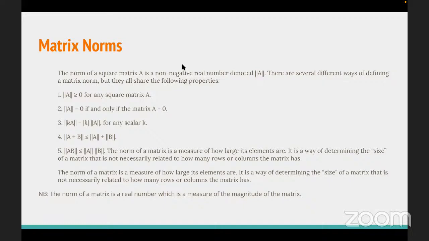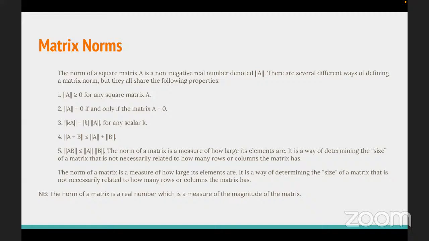Okay, so matrix norm: what's the norm of a square matrix? It is a non-negative real number, denoted by this symbol here. There are different ways of defining the matrix norms, which you are going to see, but all of them share the same properties. That is, the norm of a matrix must follow these 5 basic rules.